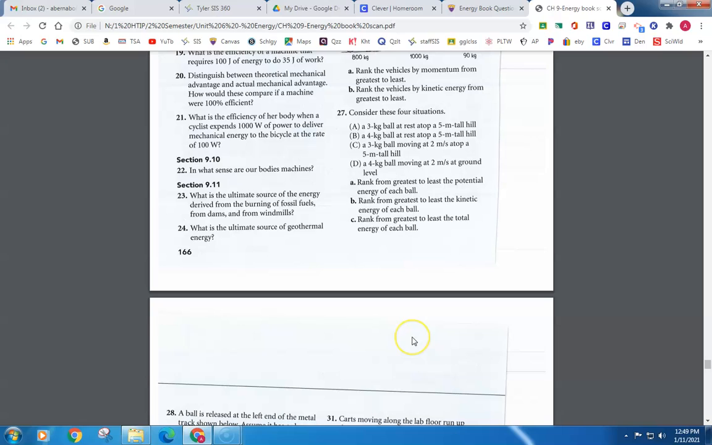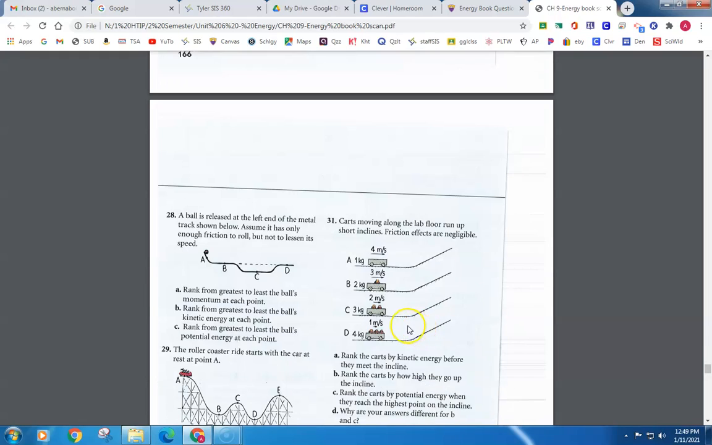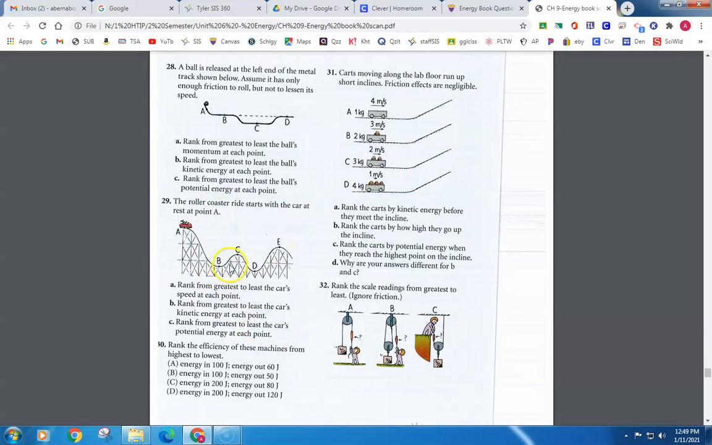29, you were ranking a roller coaster. So 29, for A, you have D, B, C, E, A. For B, you also have D, B, C, E, A. And for C, you have A, E, C, B, D. And that is it for your book questions. So this is the one you were doing there.